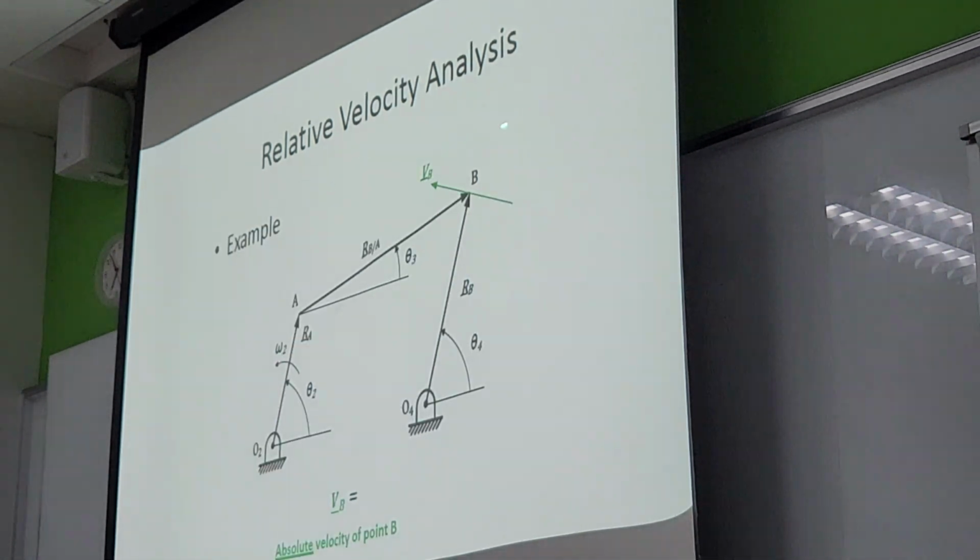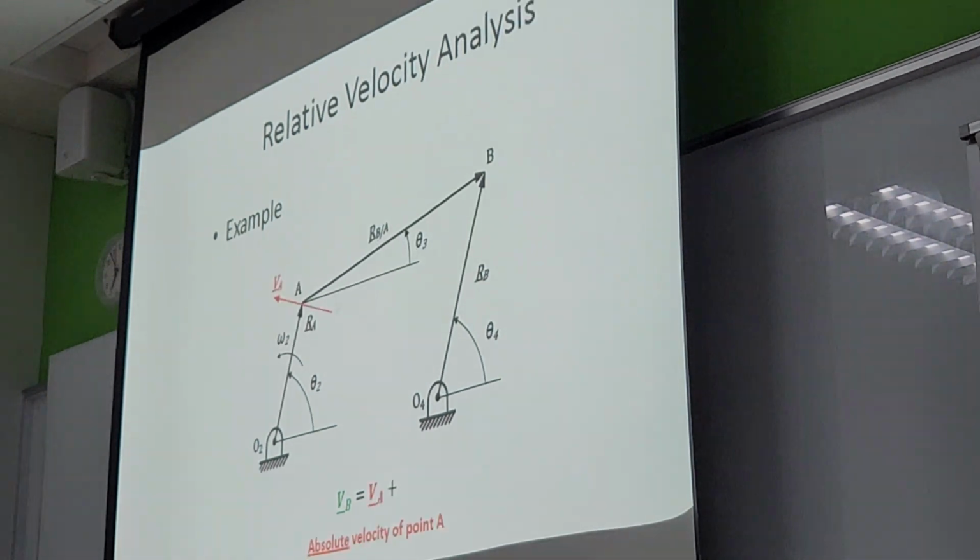Now the relative velocity equation. What are we writing? We are writing the velocity of B. We know that the angular velocity of link 2, omega 2, is given. The velocity of B will be perpendicular to link 4. So this is link 4, and the direction of velocity B you will be knowing: it is perpendicular to link 4.